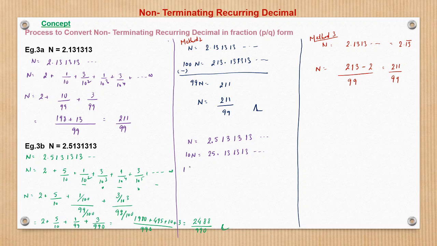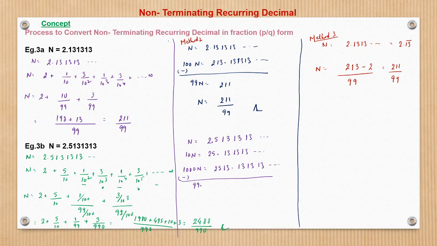Now it's the same thing we had in the previous problem. After decimal all the repeating digits, and before decimal the non-repeating digits. To solve this we will multiply this equation by 100. Why 100? Because we have two repeating digits after the decimal. So multiplying by 100 it becomes 1000n, and this becomes 2513.131313 and so on.